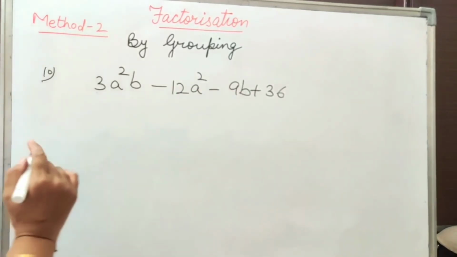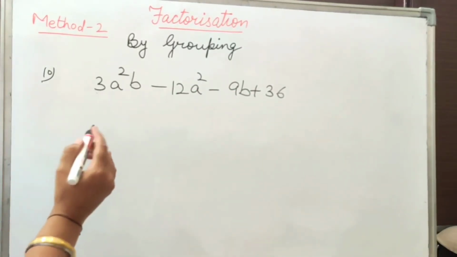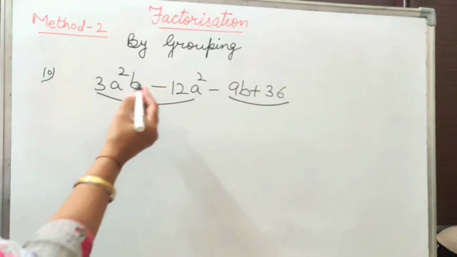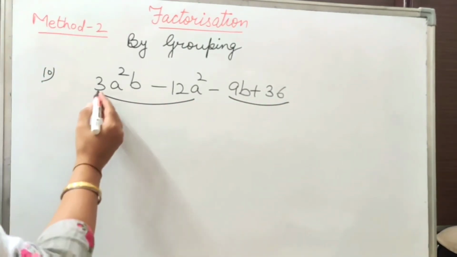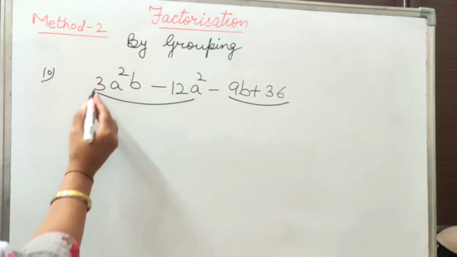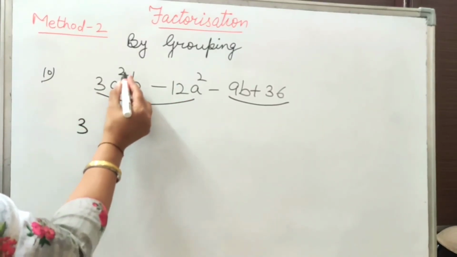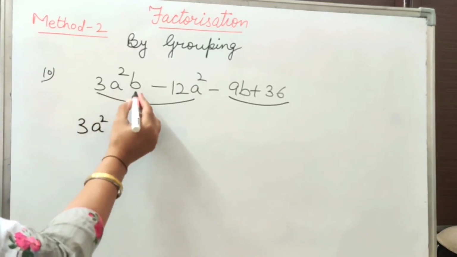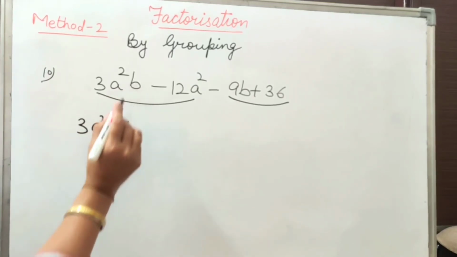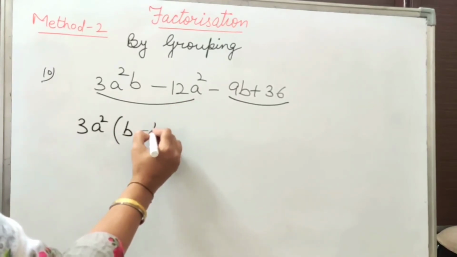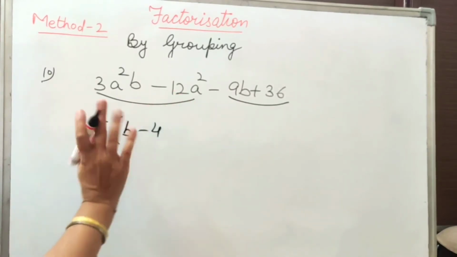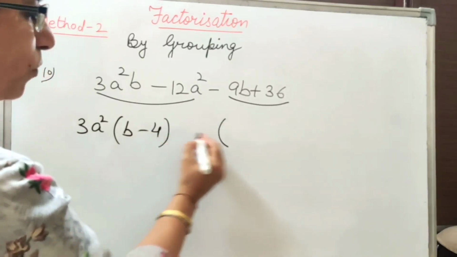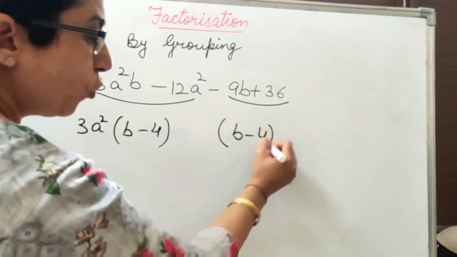Now one more question. Here again 4 terms are given. I am forming the groups like this, first group and second group. Then I am checking: 3 fours are 12, 3 ones are 3. So 3 is common. a square is common. Now what is left here? b. The quotient is b, minus 3 fours are 12, a square cancelled. Now I am writing the same bracket here, that is b minus 4, the same quotient.